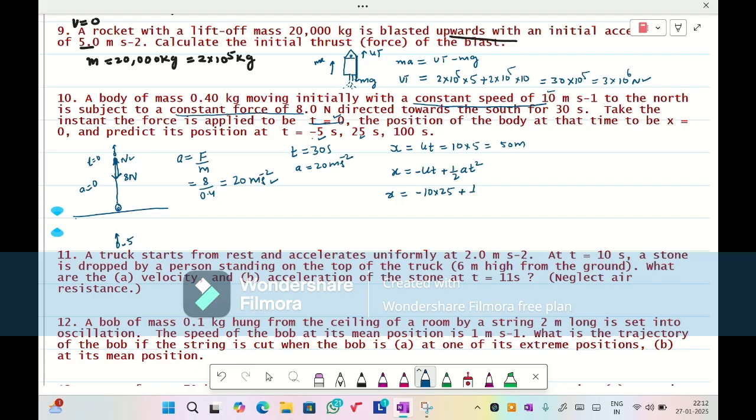Plus 1 by 2 into a, which is here 20 meters per second squared, up to 30 seconds, minus 2 only. So 20 into t square, 25 squared, 625. So that equals 625 into 10 minus 250. Therefore 6000 meters, that equals 6 kilometers. The particle travels 6 kilometers down again.